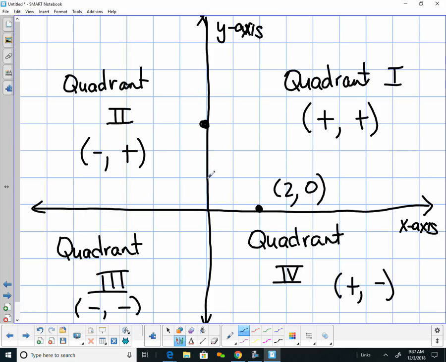So if I look at this one, I'm starting at my origin, I'm not moving any left or right. So that was a 0, and then 1, 2, 3, that was a positive 3. So this time I'm lying on my y-axis. So for it to lie on the y-axis, my x point has to be 0.